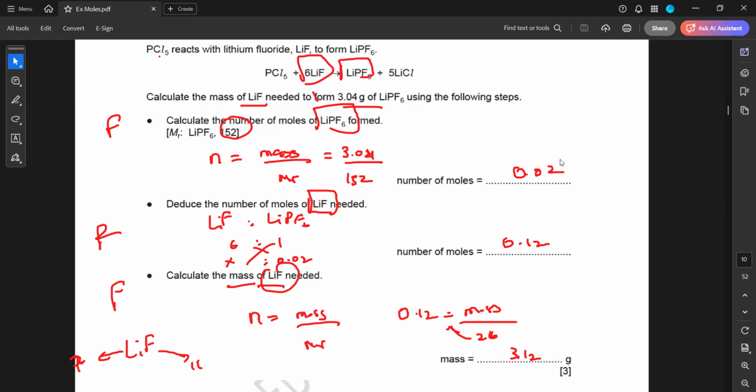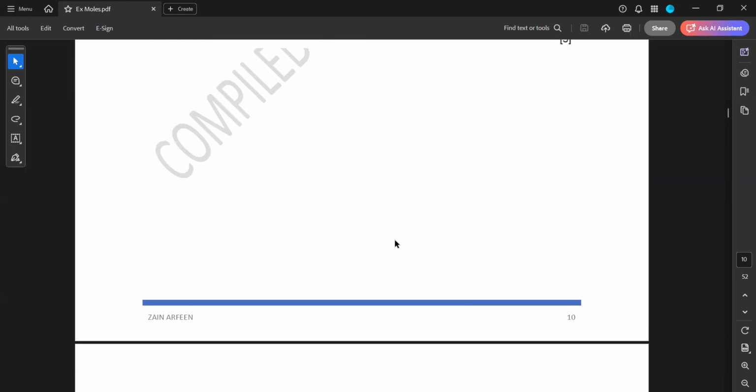So the first part we solve by formula. The second one we use a ratio. The third one again we use a formula. So it's formula, ratio, formula.